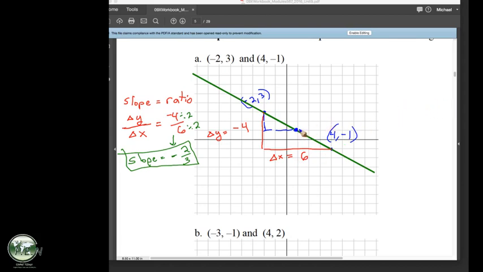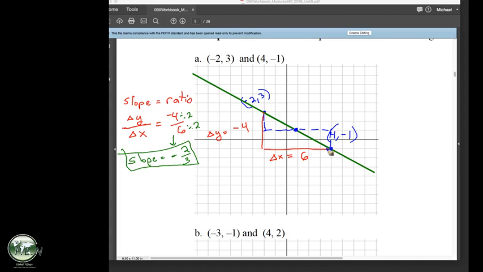What if I went over 3, 1, 2, 3, and down 2, 1, 2. Oh my goodness, I'm back on the line. See how that slope works? I use the change in the y and the change in the x. I can sort of reverse the order I do them in, as long as the bottom part is always a horizontal change, and the top gives me a vertical change.